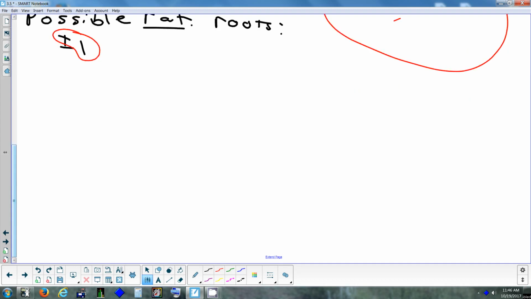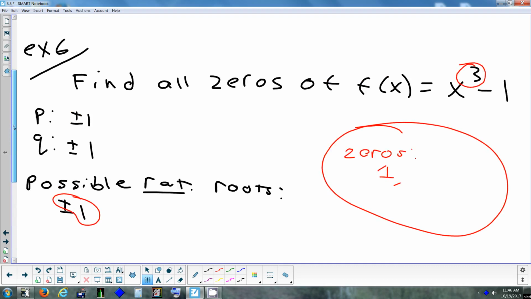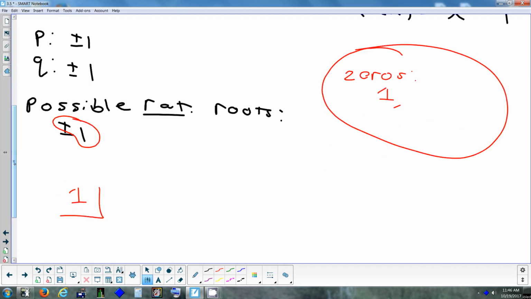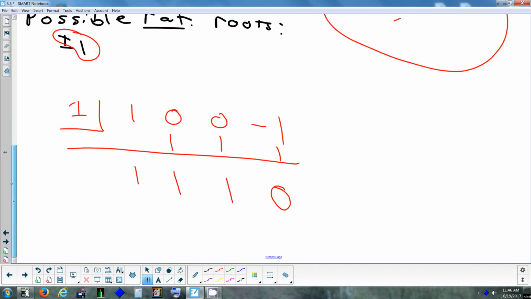So put the root on the outside. You're going to divide through by it. This time, make sure you put 0 in for your x squared and x. This should be really quick to go through synthetic division. 1 times 1 is 1, and 0 plus 1 is 1. 1 times 1 is 1. 0 plus 1, and then 1 times 1 again is 1. Negative 1 plus 1, that's my remainder. We already knew it would come out to 0 because we checked it on the calculator.